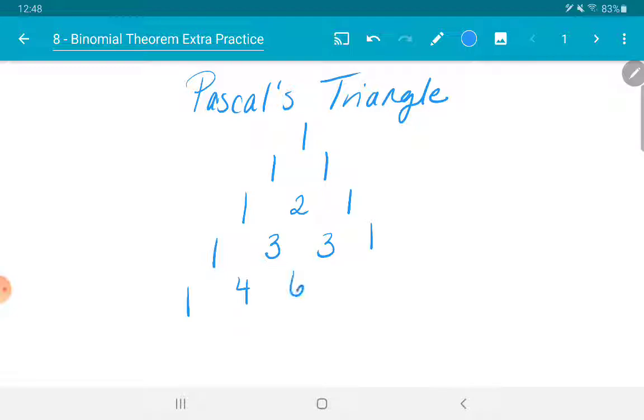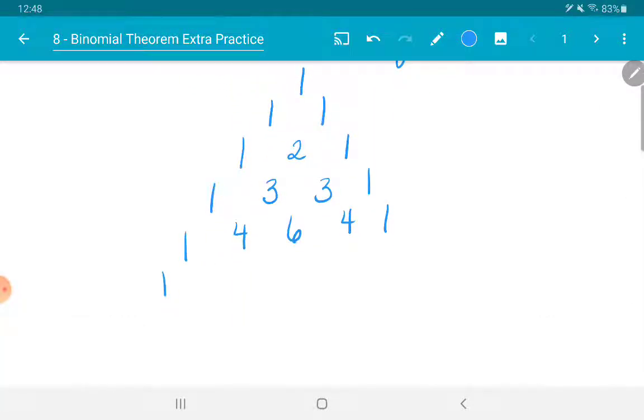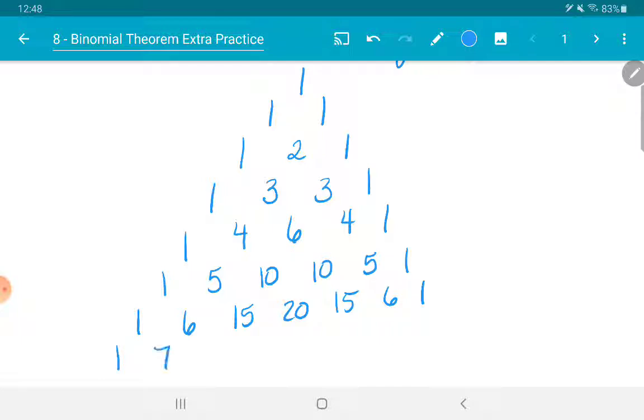3 plus 3 is 6. 3 plus 1 is 4. 1. 1. Let's see here. 5, 10, 10, 5, 1. Now if we do another one, you could keep going forever if you really wanted to. I don't, but you might. But you could keep going forever and ever because this pattern is an infinite pattern.